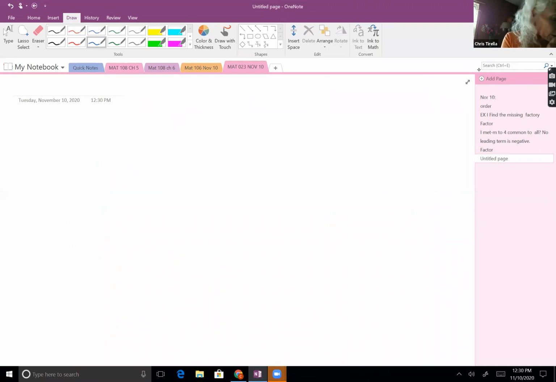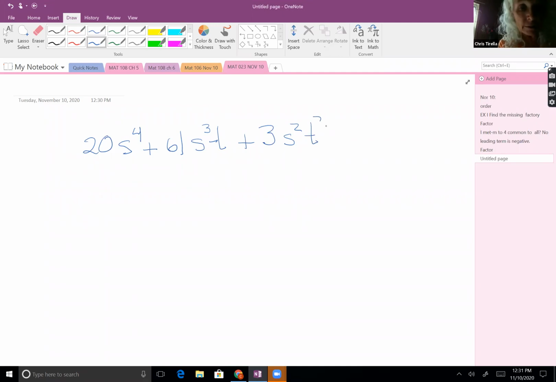I just saw one that I thought was really cool, and it's a little bit different from what we've done thus far. Here it is. Let's say we have 20s to the fourth plus 61s to the third t plus 3s squared t squared. Is that 61? That's 61. Nice big number. Did you want to try this one on your own, or shall we do it together?